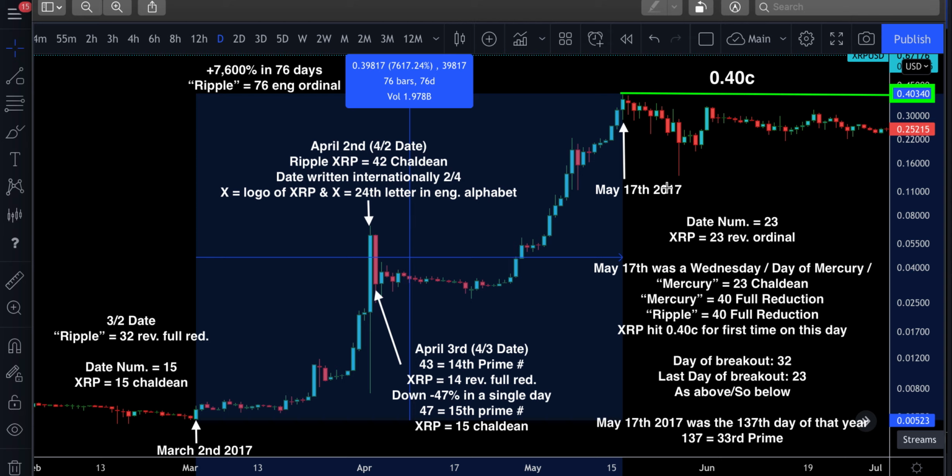And I wonder if there was a Mercury retrograde time frame during that as well. That would be really interesting. If someone else knows that, you could let me know. And then again, the date in the middle being the 4-2 date, Ripple XRP equaling 42 in Chaldean. This was a massive move, and you see there was this huge wick to the downside.